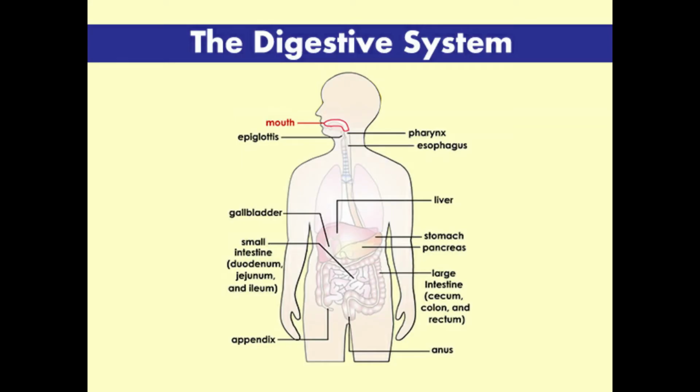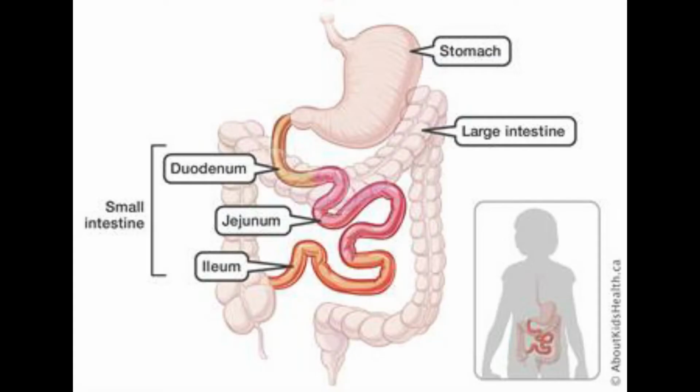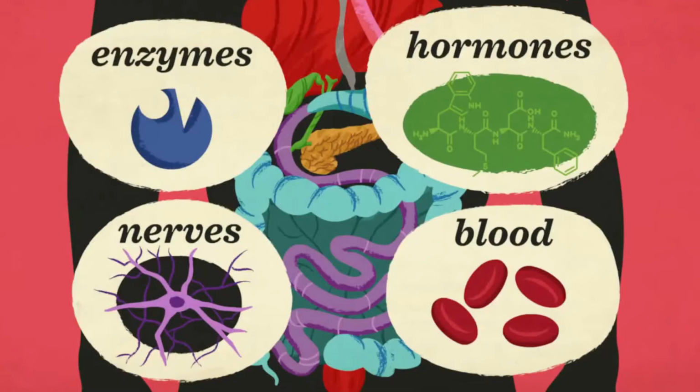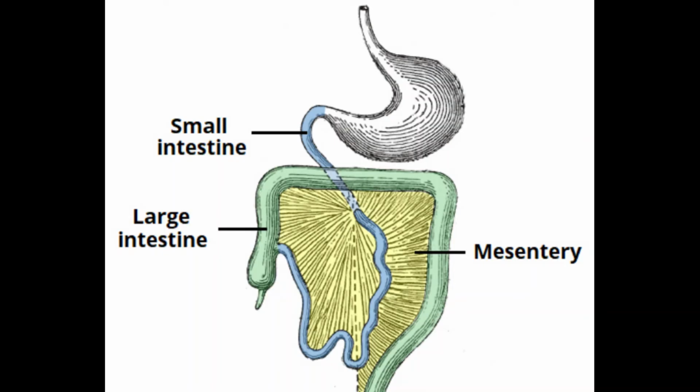So today we are going to be talking about the digestive system. The digestive system has four main components. First is the gastrointestinal tract, the pancreas, gallbladder, and liver, enzymes, hormones, nerves, and blood, and the mesentery.